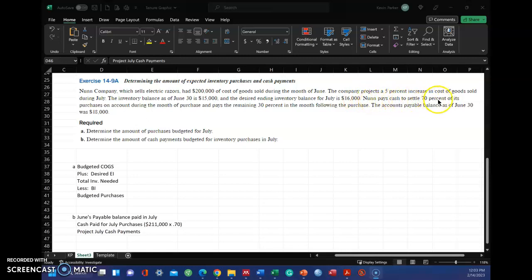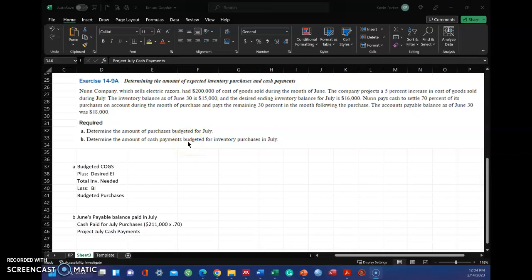The company pays cash to settle 70% of its purchases on account during the month of purchase, and the following month they pay 30%. So that's everything. Accounts payable as of June 30 was $18,000. All right, so what we have here is a problem with two budgets closely linked. We have a purchases budget and then we have the cash payments budget.